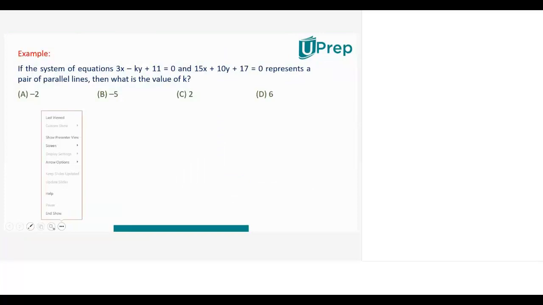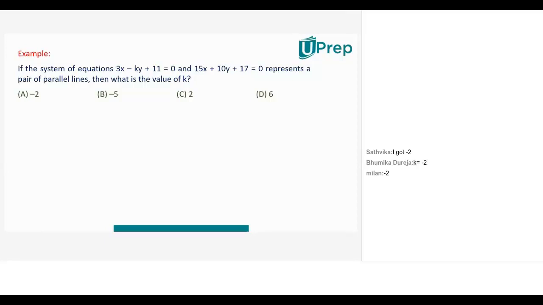Excuse me, sir. Sir, is the answer -2 for k? Yes, -2 is the answer. Perfect. Anyone? What is the answer? -2. Satvika has got the answer. Bhumika has got the answer, -2. Who else? So let's discuss this.